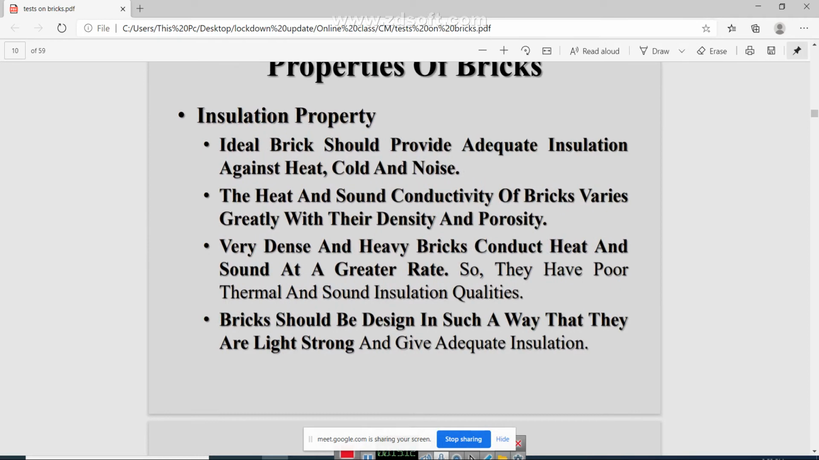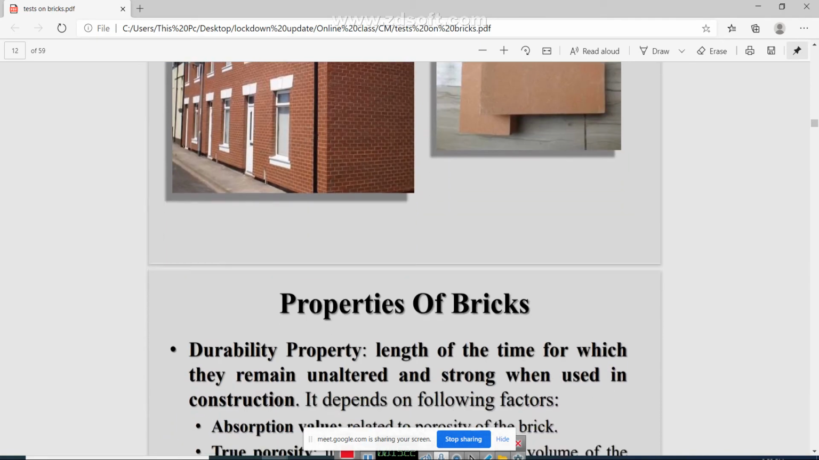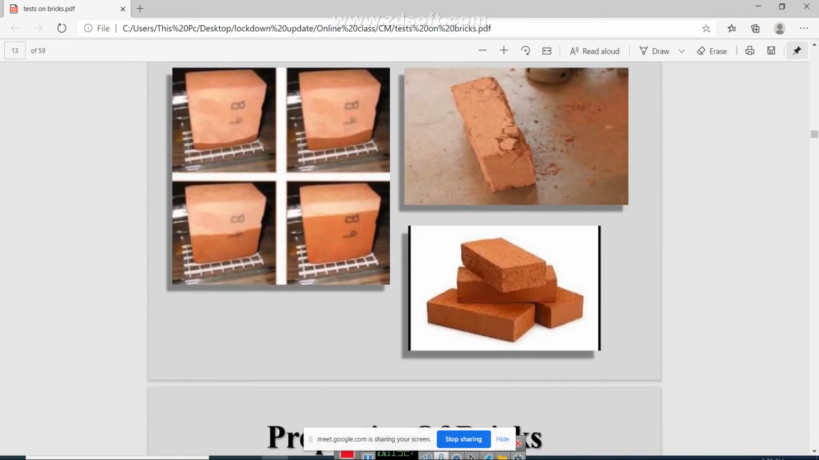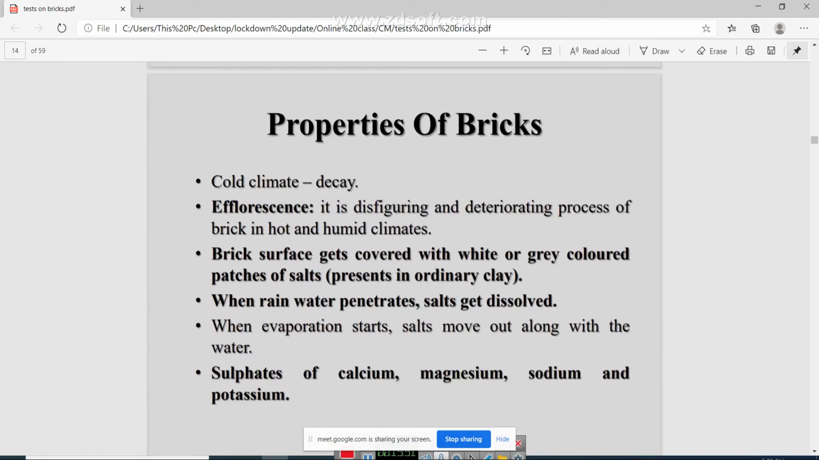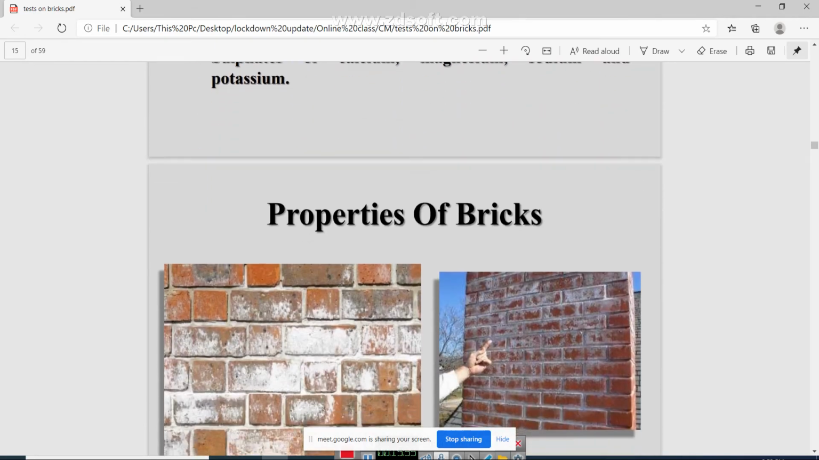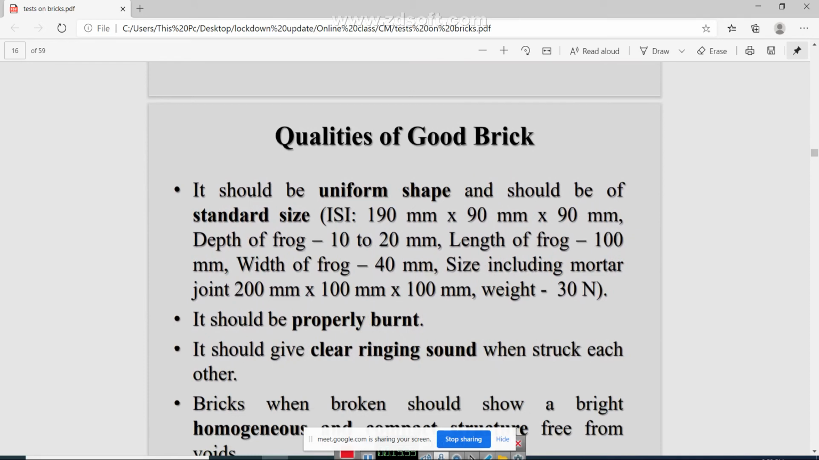Now the insulation property: brick should have adequate insulation against heat, cold and noise. Then sound conductivity, all these things you already know. Now we are coming to the quality of bricks. These things are just for your reference. I'll share this material, you can read it. I'll be focusing only on the important topics, otherwise we won't be able to finish. Okay, this is an important thing.